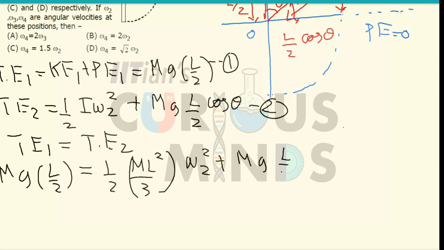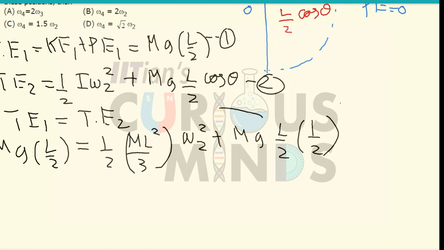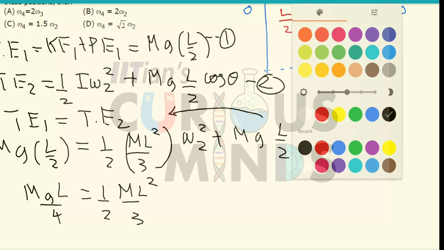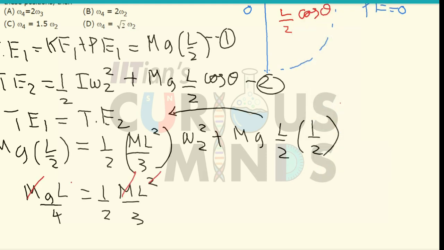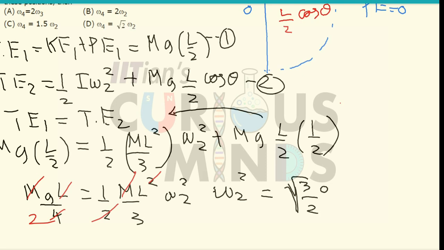In the second case, cos theta is equal to cos 60, which is equal to half. So when I substitute this value and shift this term to the left hand side of the equation, it will be mgL divided by 4 is equal to half ML square divided by 3 omega 2 square. Here m and m will get cancelled out, L and L will get cancelled out, and 2 will become 2. So omega 2 square will be equal to root 3 divided by 2 g into L.